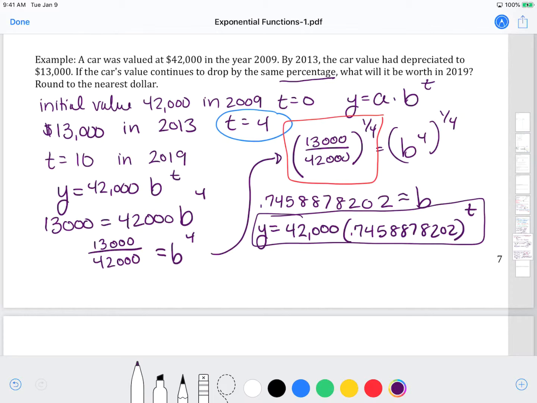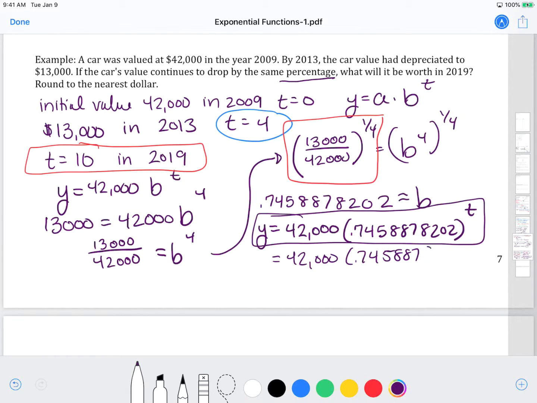But now we haven't answered the question yet. We're almost there. Remember what the question was. It said, what is the worth in 2019? So in 2019, that's when 10 years have passed. So I want to make sure I plug in 10 for t and figure out what the value of the car is in 2019. So I'm going to plug in, keeping all the digits.